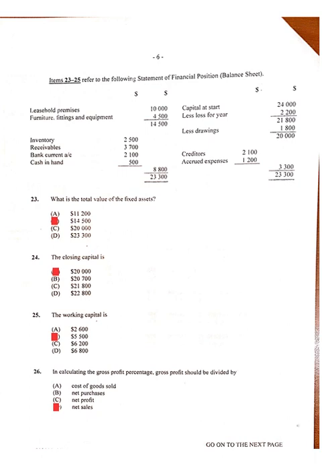Number 23 says, what is the total value of fixed assets? Of course, that's premises plus furniture, fittings and equipment, giving us a total of 14,500. So the answer is B. 24, the closing capital is capital at start, 24,000, less loss for the year, less drawings, which is $20,000. So the answer is A. And 25, the working capital is current assets minus current liabilities. So our total current assets are 8,800, and total current liabilities are 3,300. When we subtract, we get 5,500. So the answer is B.